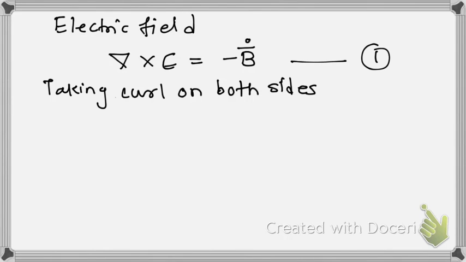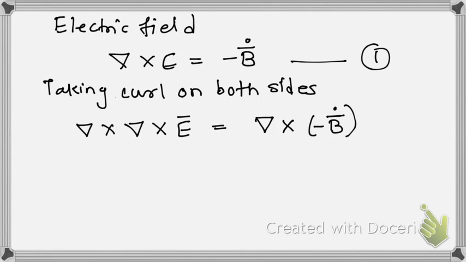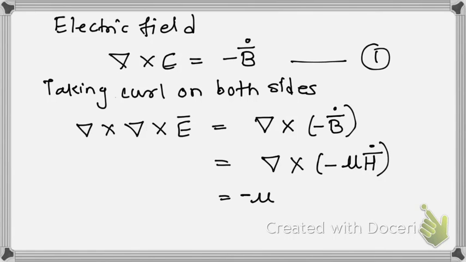This is equation number 1. So, if I take the curl, it is del cross del cross E bar, which is equal to del cross minus B bar dot, and that is equal to del cross minus mu into H dot, because B bar is equal to mu into H. Let us take mu constant, minus mu outside, and it is nothing but minus mu into bracket del cross H bar dot. But what is del cross H bar?